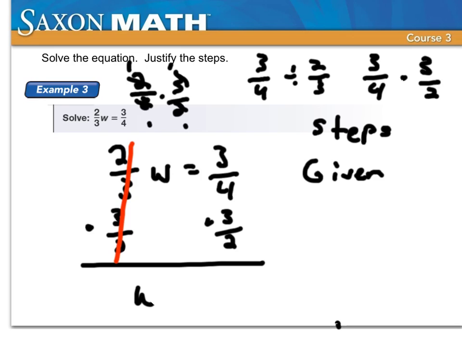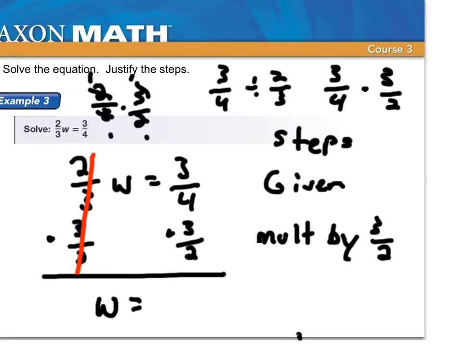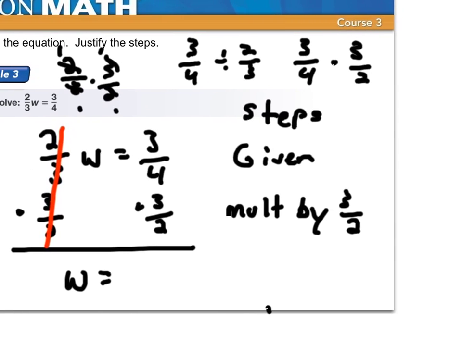So we get W equals, and now we have to take 3/4 times 3/2. Well, since I already started that up here, I'm just going to finish that in just a second. And for our steps here, we're multiplying by 3/2. That's what we did. Multiplying by 3/2 to solve this. So we'll go back up to the top here to show where we had our multiplying by 3/2.